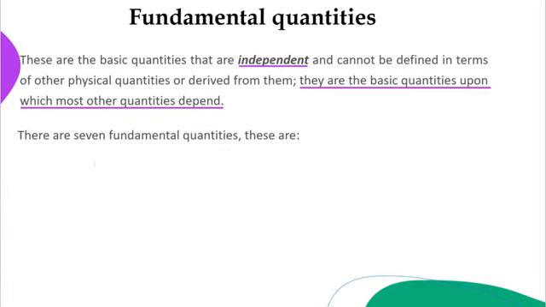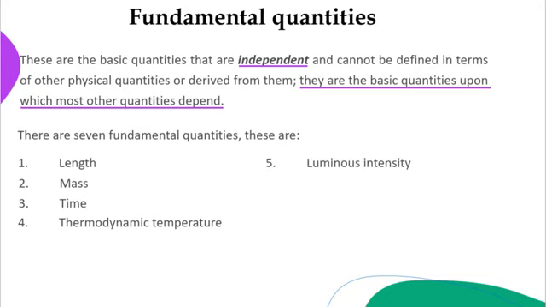There are about seven of them that we're going to be seeing. The first one is length. Then we have mass. We have time. We have thermodynamic temperature, or you can simply refer to that as temperature. Of course, they don't need to come in this order. I can decide to mention time first. I can say time, temperature, mass, length. It can come in any order. Then we have luminous intensity, amount of substance, and electric current. So these are the seven fundamental quantities that are the building blocks for several other quantities that we have in physics.